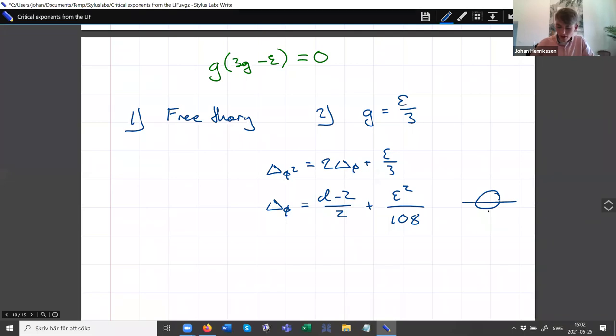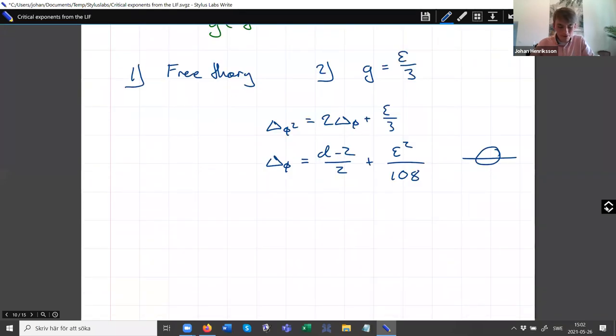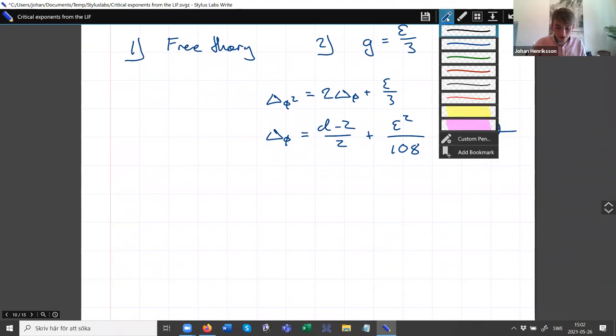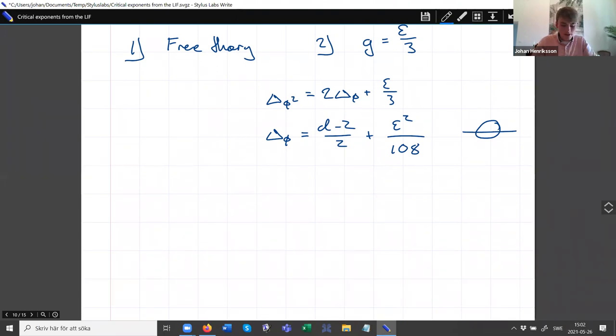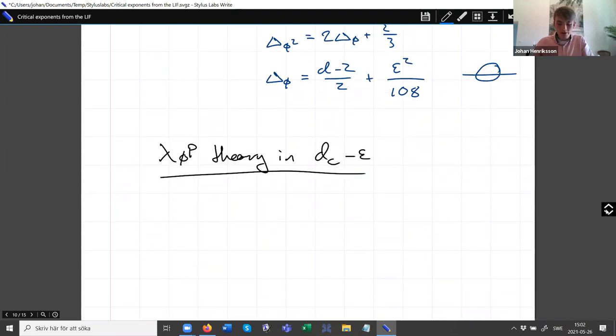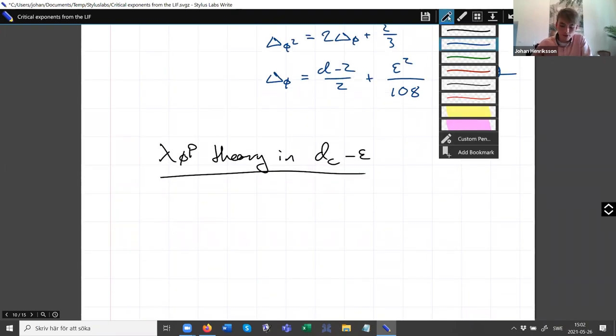Okay, now I have 4 minutes left, maybe, because I started a bit late. So let me just say a few quick things now about lambda phi to the p theory in d_c minus epsilon. So the story is quite similar, so we can proceed quite quickly.